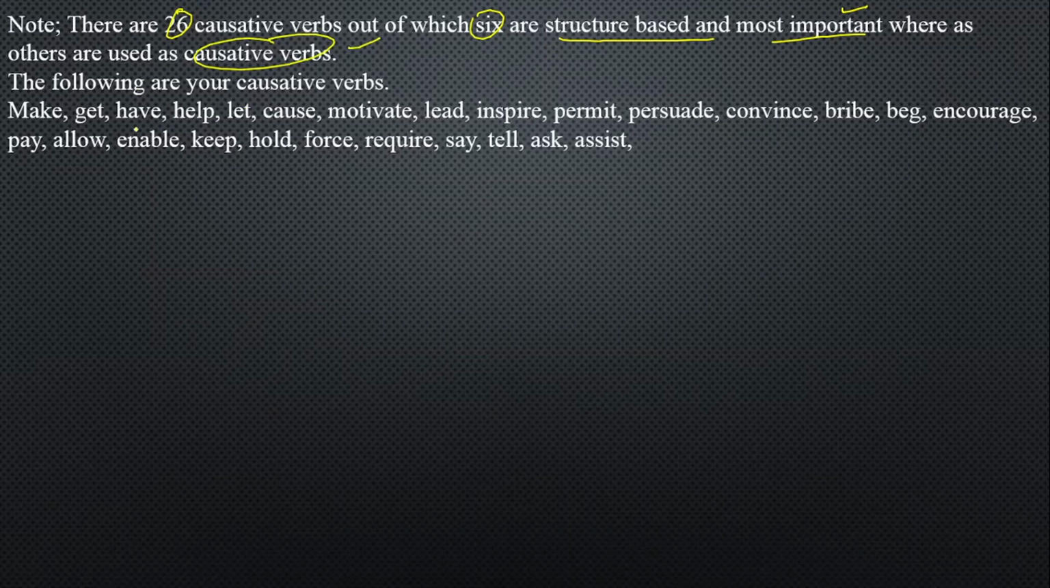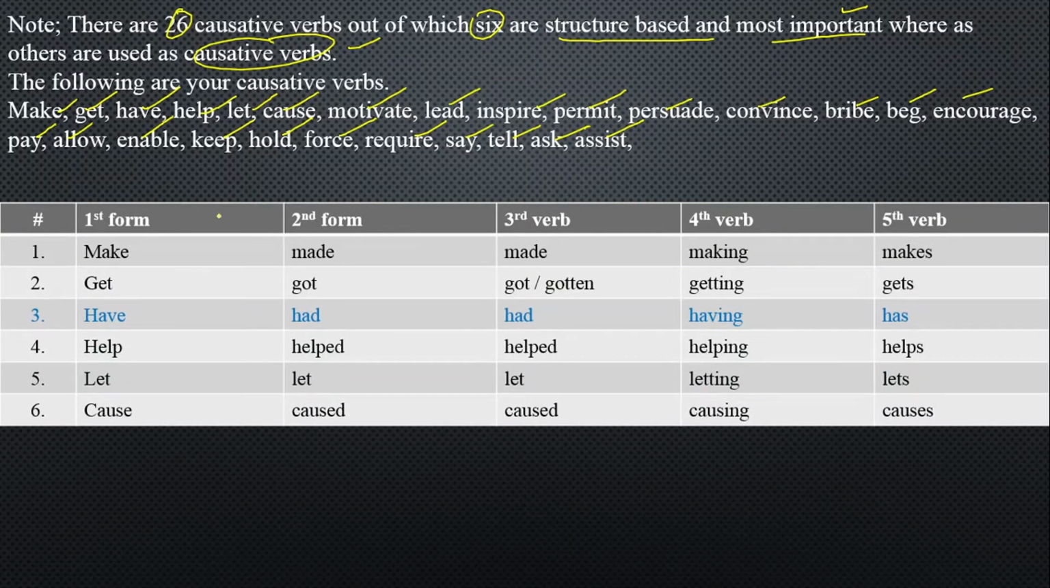The following are your causative verbs: make, get, have, help, let, cause, motivate, lead, inspire, permit, persuade, convince, bribe, beg, encourage, pay, allow, enable, keep, hold, force, require, say, tell, ask, assist. In these, we have just got 6 which are structure based.